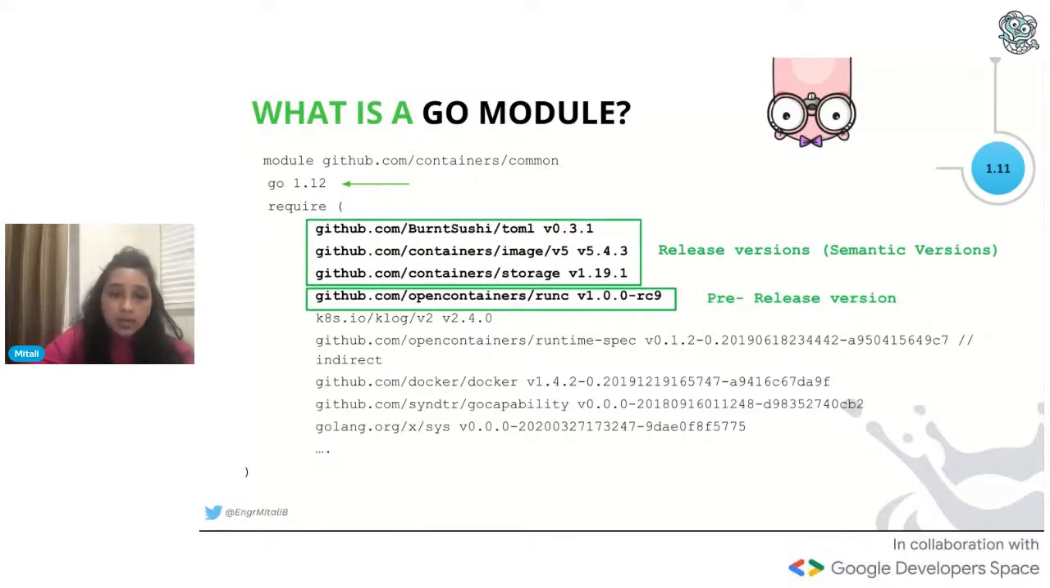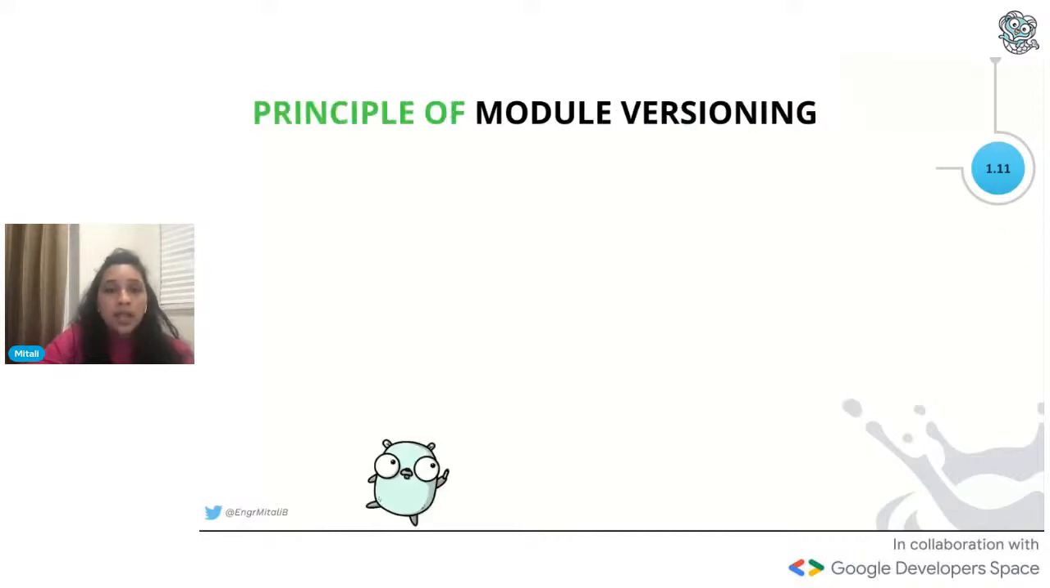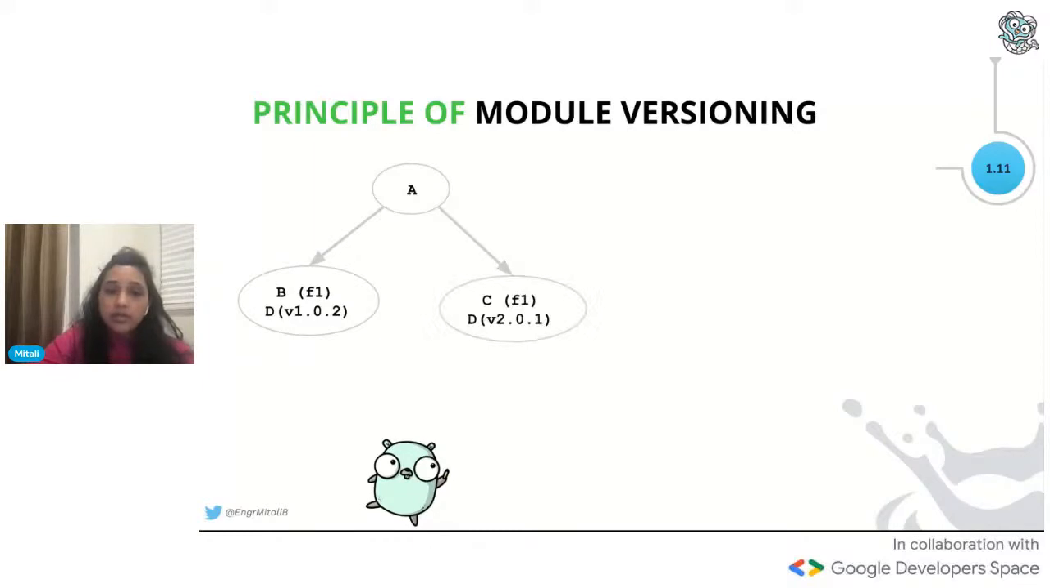Why has versioning been put this way, and how are modules imported? Let's look at the principle of module versioning for Go. Suppose I'm working on a module A, and I have a dependency on module B, which has a function f1 that has a dependency on module D version 1.0.2, and I'm using that f1 function. Similarly, I have a dependency on another module C, which is using the same f1 function but of D version 2.0.2. Now the question is, which version of D should A import, whether 1.0.2 or 2.0.1.